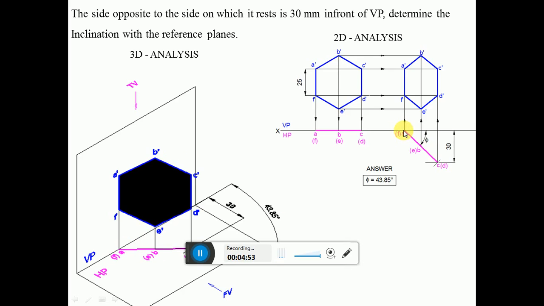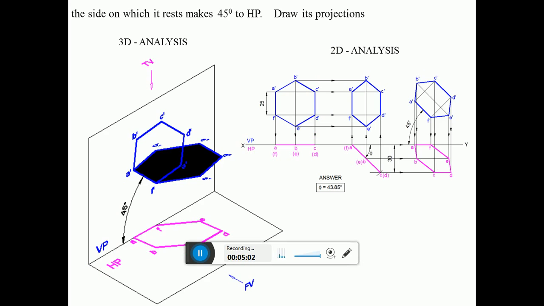So in 2D also you can see that this is going to be the line. Then the side on which it rests makes 45 degrees to HP. So here, the inclination he has given is the true inclination. Now we want to check, though the side on which it rests is 45, the side on which it rests has to be in true length, because only on the true length line will we have the true inclination. So we have to check whether that line is in true length or not.